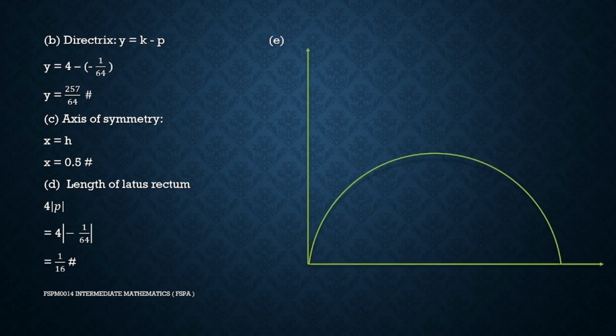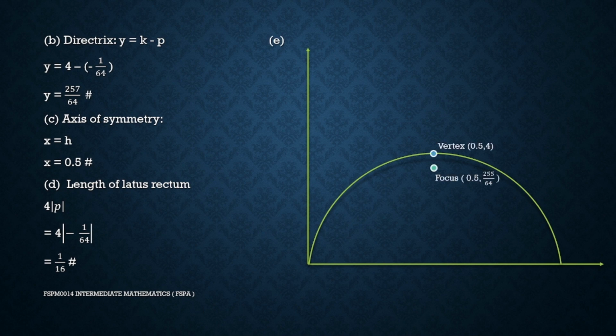For the last one, it asks us to sketch the graph. We simply draw the x-axis and y-axis, and we already know that the curve opens downwards and starts from the origin. So we just draw a reverse U shape that lies on the x-axis. First, we point out our vertex, which is at the point (0.5, 4).